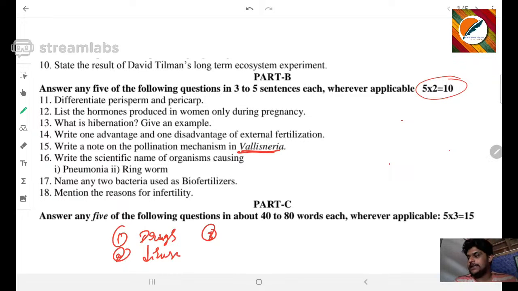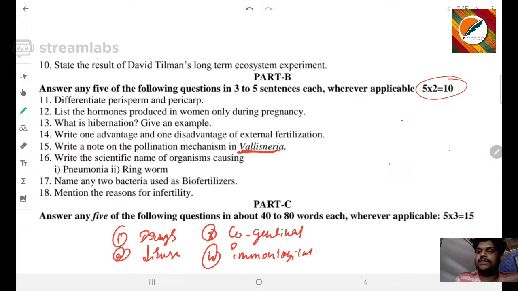The third one is congenital, mainly directly related to the genital organs or the reproductive organs. That means reproductive organ cancers, or reproductive structure damages caused due to different kinds of scenarios. That is known as congenital. Then the last one is immunological and psychological. Nowadays it is very common.